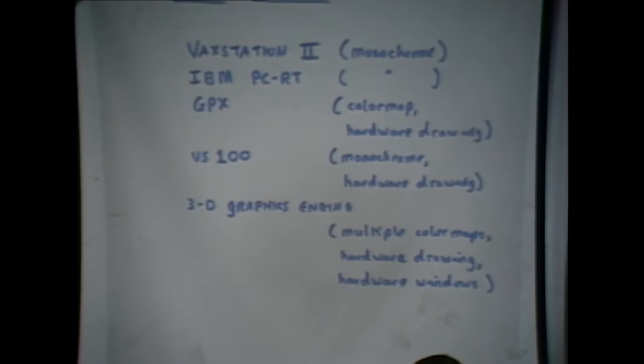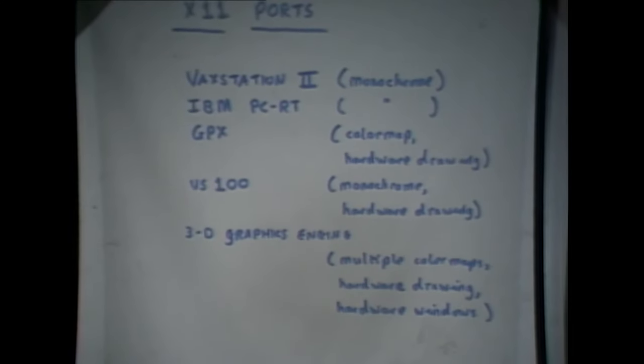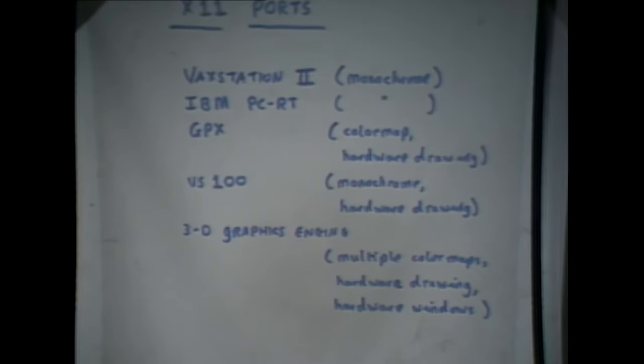X has also been experimentally ported to an all-singing, all-dancing 3D graphics engine with multiple color maps, hardware support for the window tree, hardware implementation of lots of the X11 primitives and that sort of thing. And that port is interesting because it, in theory, exercises the multiple color map stuff and also deals with wholesale replacement of all our procedure vectors. You know, it replaces the window tree manipulation stuff with its hardware hooks and so on.